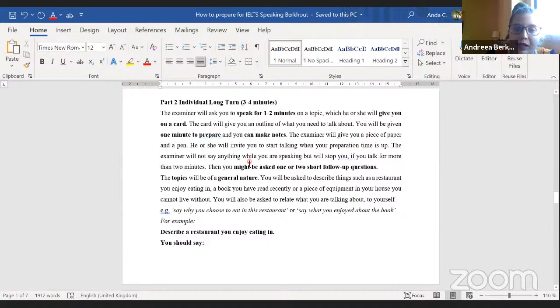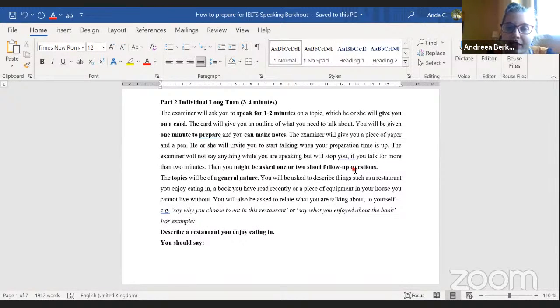Like it said here, you might be asked one or two short follow-up questions. You don't really want that because they are unexpected. I mean, maybe you don't know what to answer. So if possible, just speak for 1.5 to 2 minutes so that the evaluator is sufficiently satisfied with your answer and they go on with the next part.